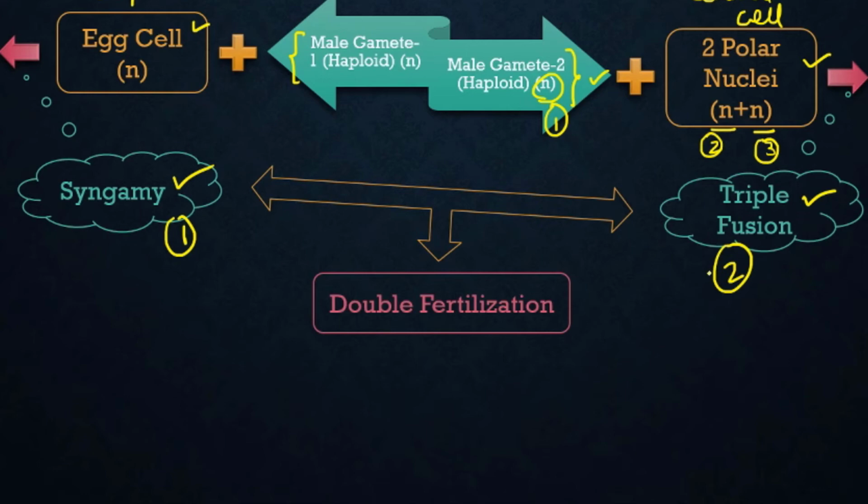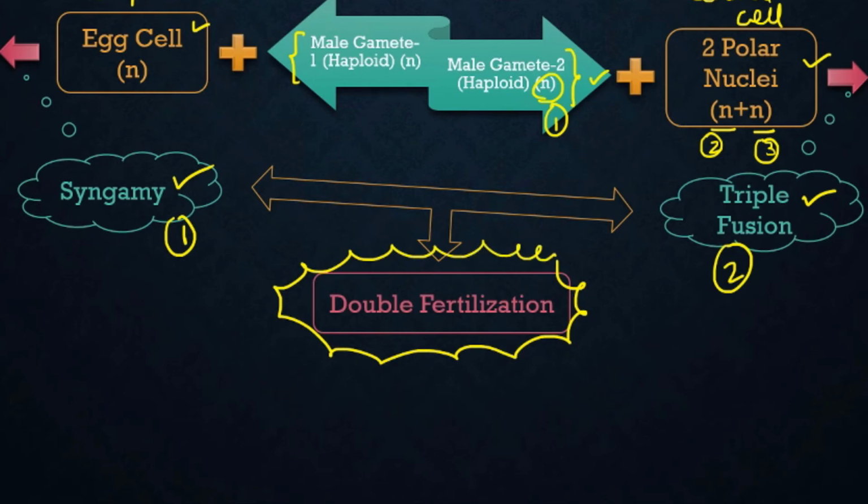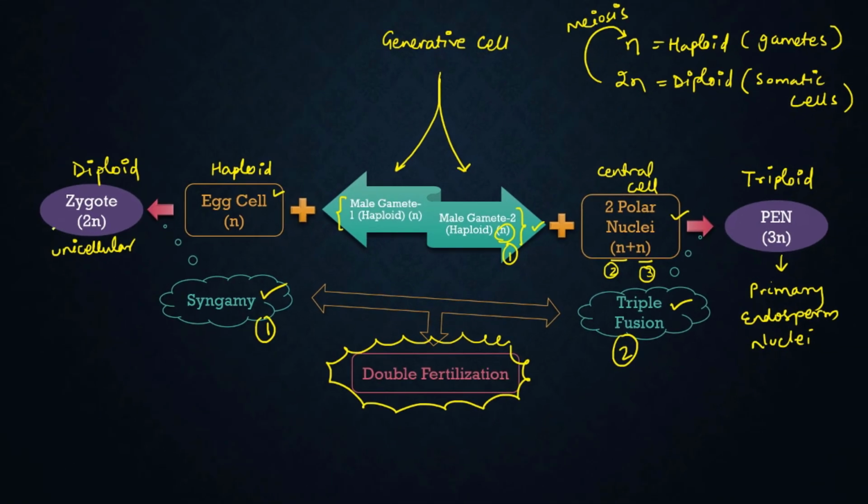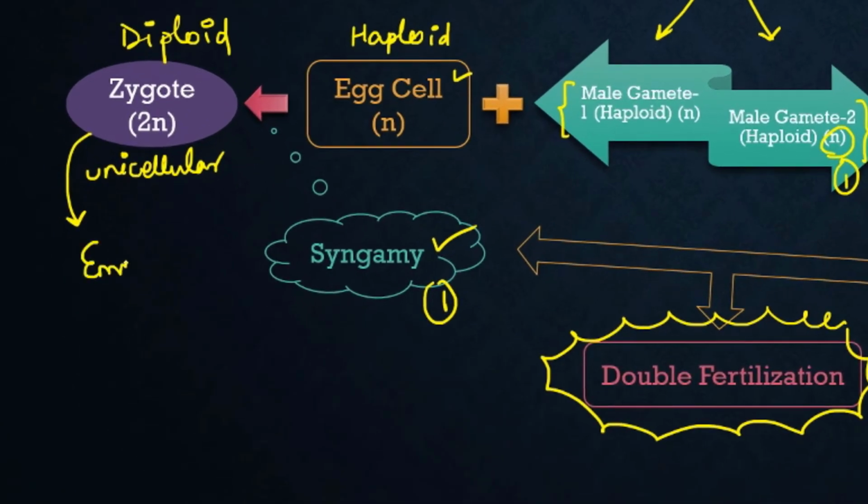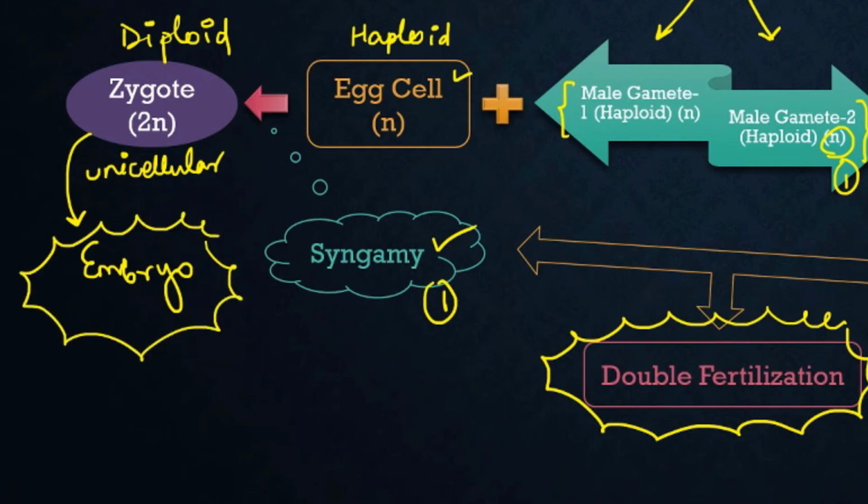So here there are two different types of fertilization occurring at the same time, and that is why this process is referred to as double fertilization. Remember, double fertilization refers to two different fertilization events of syngamy and triple fusion occurring simultaneously in the case of flowering plants. Now why is it important? Because remember, the zygote is important because in the further developmental events, it is going to give rise to the embryo, and you all know that embryo is a very important structure post fertilization.